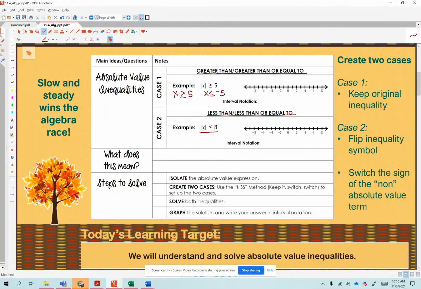When we graph, if x is greater than or equal to 5, we'll have a solid filled-in dot on 5, and our graph will extend to infinity. That's this first one. For x is less than or equal to negative 5, we'll have a closed dot on negative 5, and our graph will extend toward negative infinity. So that's our x is less than or equal to negative 5.